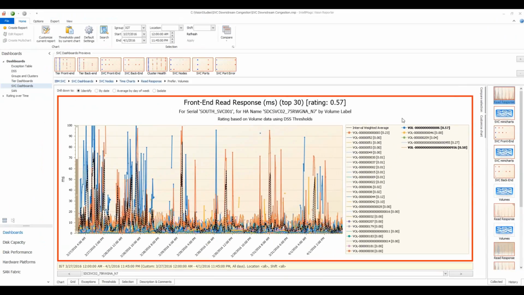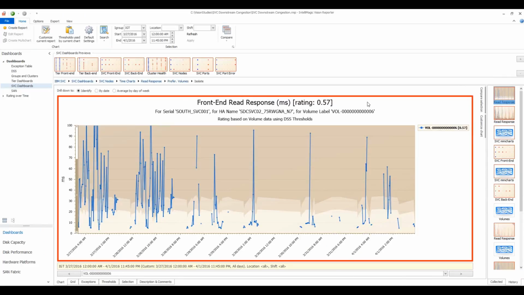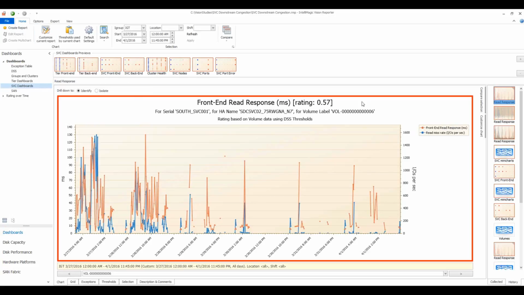By selecting Isolate in the drill down and clicking on Volume 6 in the chart, you will see a new chart with a single line come into view. It is easy to see why this volume has a high rating. The read response time for this volume is greater than 100 milliseconds at times. In order to better understand the root cause, I'm going to customize the chart and add the read miss IOs per second. There's a very tight correlation with the high response time and the read miss rate. This means that the majority of the response time is related to the back-end service time and queuing.